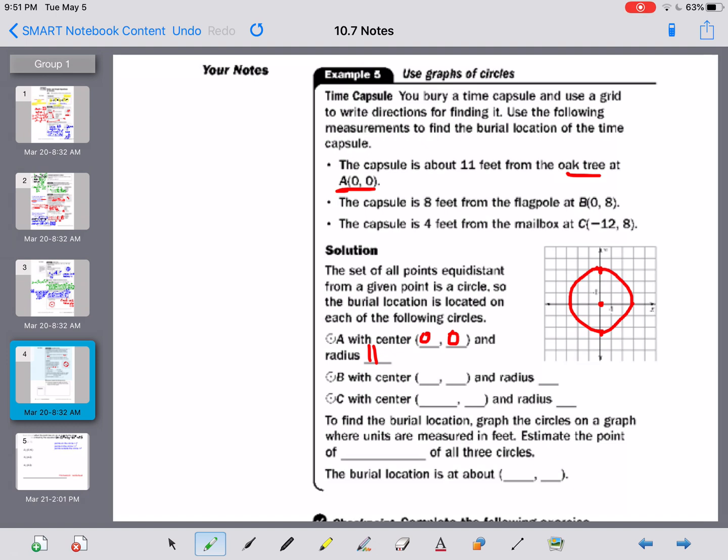So (0, 8) starts, that means none to the left or right, and up 8. So there's (0, 8) for my center. And this one says the capsule's 8 feet from there. So it has a radius of 8.